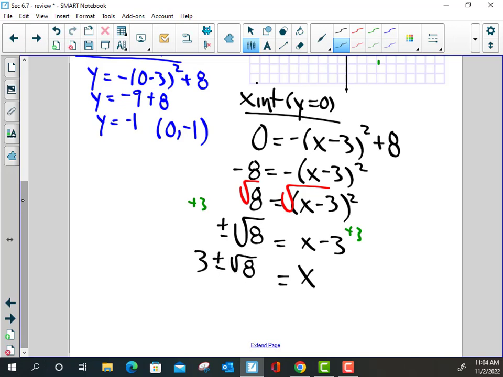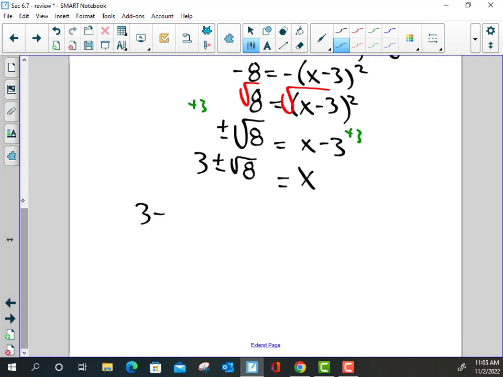Now, if we were just solving and all we needed was the numbers for an answer, we could leave it as 3 plus or minus the square root of 8. However, we actually want to be able to plot this, so we have to calculate it. So 3 plus root 8 is one answer, and 3 minus root 8 is my other answer. And so we grab our trusty calculator. We go 3 plus the square root of 8.